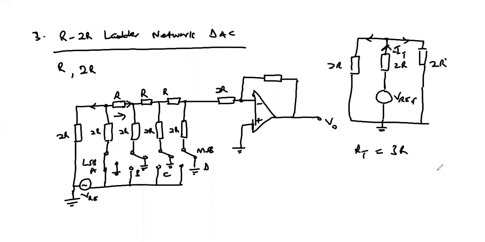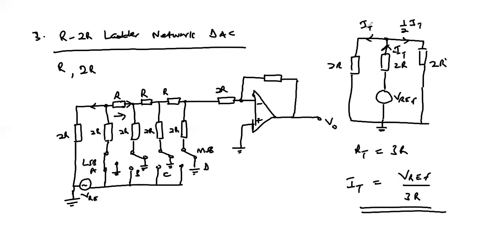With our total resistance being 3R, our total current, I total, is going to be the reference voltage divided by the total resistance, which is 3R. This is our total current in the network. That current, when it comes to this point, subdivides into half-half because these two resistors are equal. Half of the I total flows in that direction, and half of the I total flows in this direction.